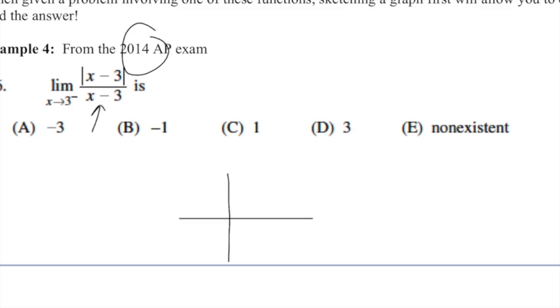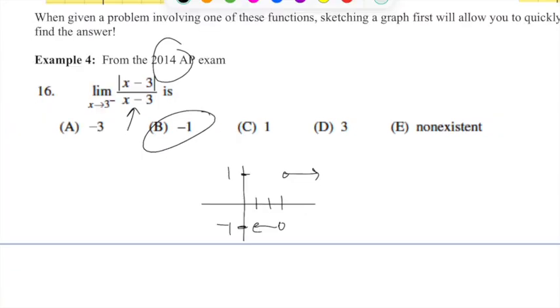So this is going to be to the right 3. 1, 2, 3. So we're going to go up like this and down like this. So this question says, as we approach 3 from the left, which means as we go this way, we're going to be at -1. So this is getting closer and closer to -1, and there is your answer.